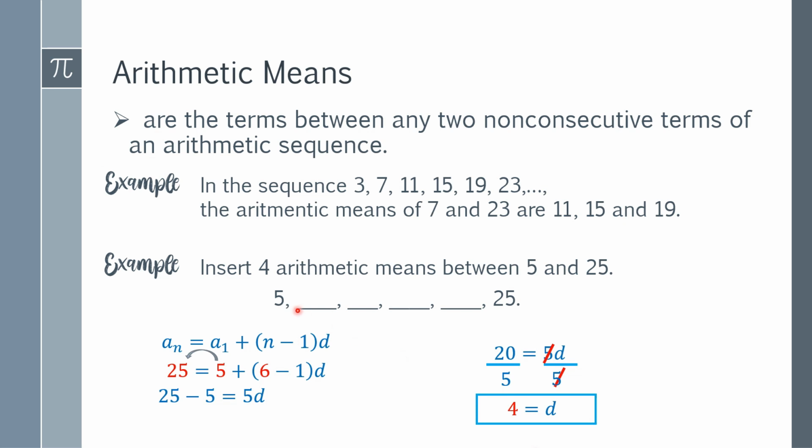So how are we going to get the next term? We just need to add it to 5. So 5 plus 4, we have 9. 9 plus 4, we have 13. 13 plus 4, we have 17. And 17 plus 4, we have 21. 21 plus 4 is 25. So we have our arithmetic sequence. Now, 9 is our first arithmetic mean. 13 is our second arithmetic mean. 17 is our third arithmetic mean. And 21 is our fourth arithmetic mean.